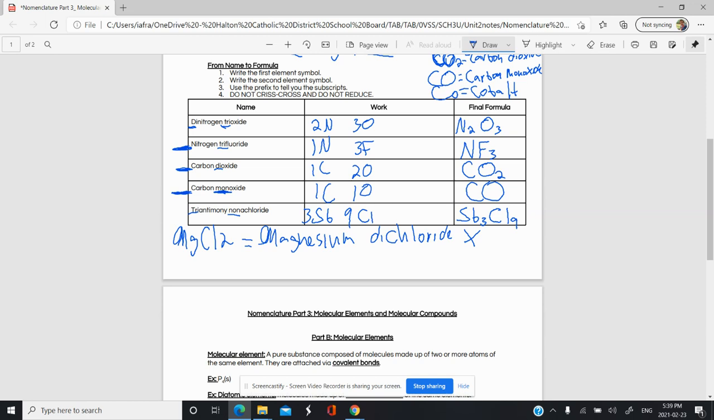Okay, so hopefully you would have said, well, I know the problem. It's this di here. This is just magnesium chloride. I don't use this for ionic compounds. We don't use the Greek prefix for ionic compounds.